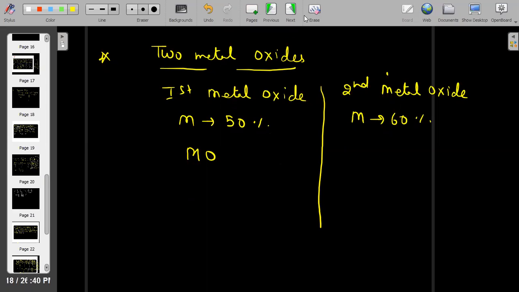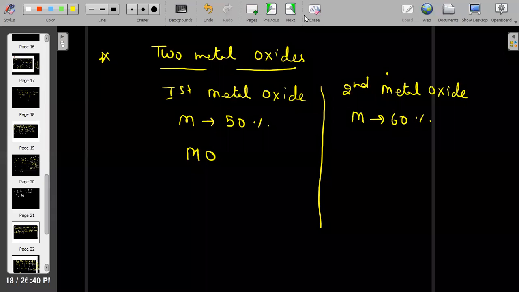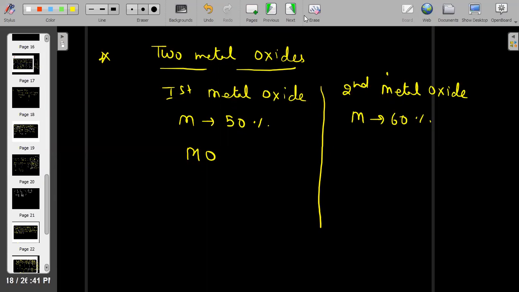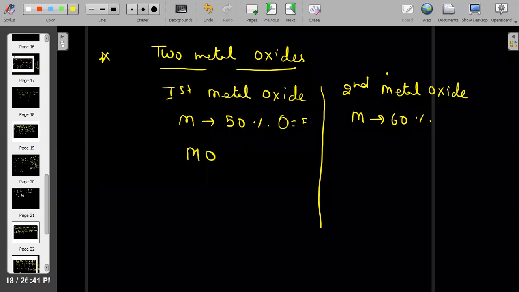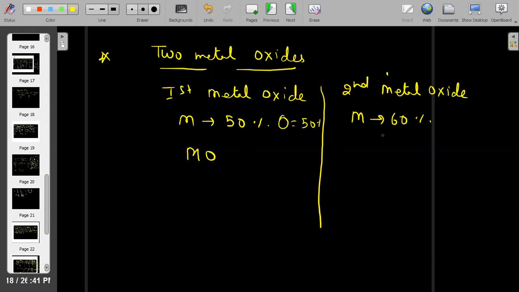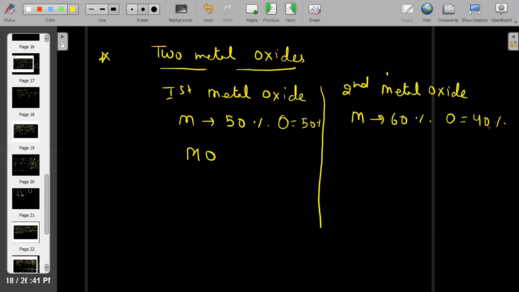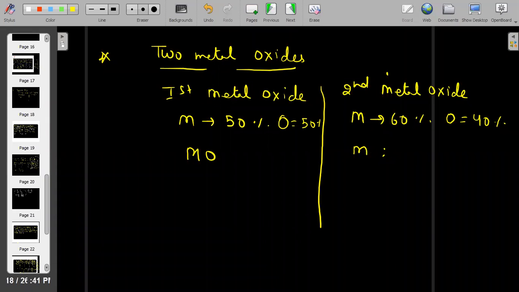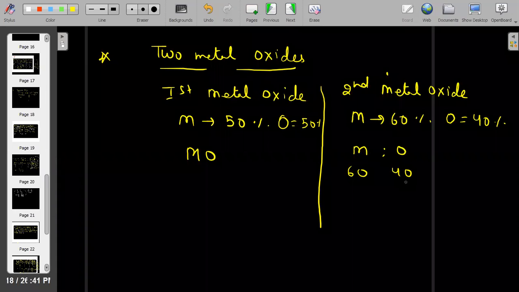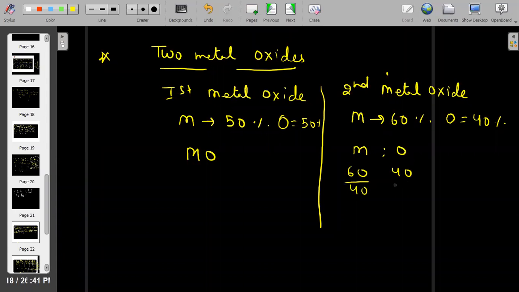Yes, I got the answer. Now what is it? M3O2, M3O4? Check once. Here metal is 50%, so oxygen is also how many percent? 50%. And here metal is 60%, so oxygen is 40%. So what should be the ratio of metal and oxygen? 60, 40. What is the smallest number? 40.